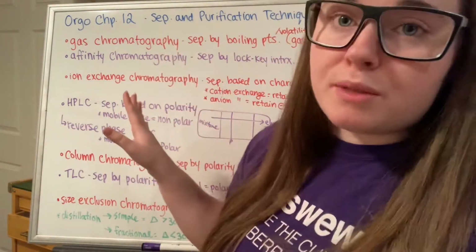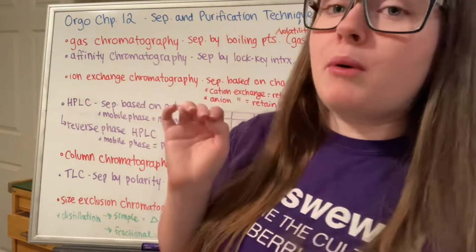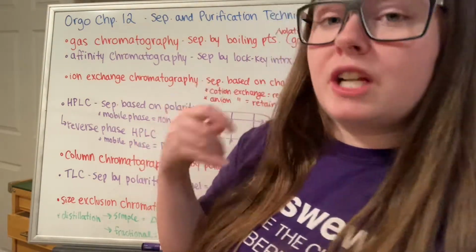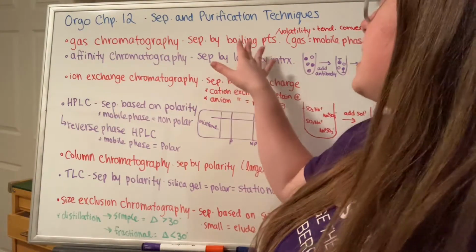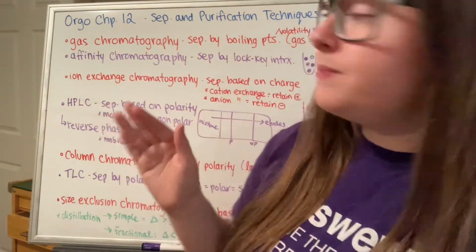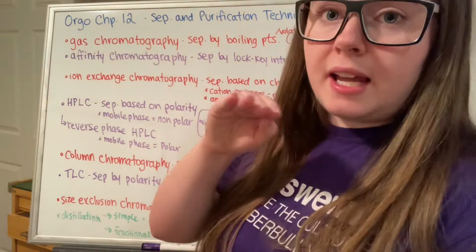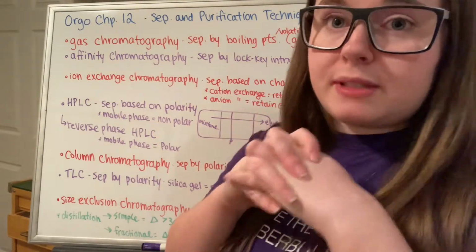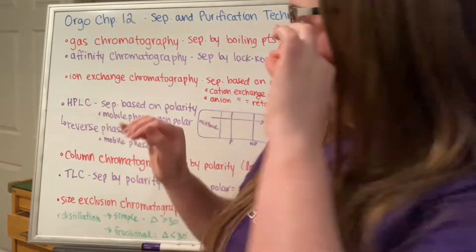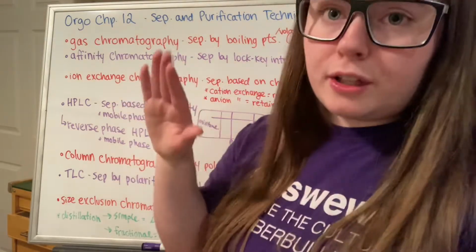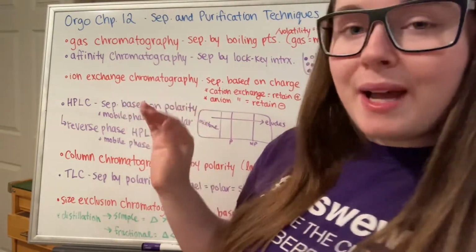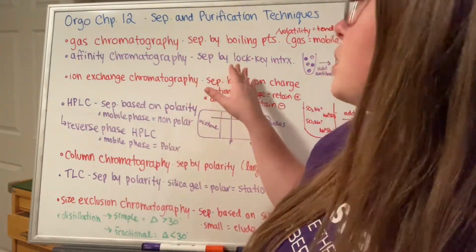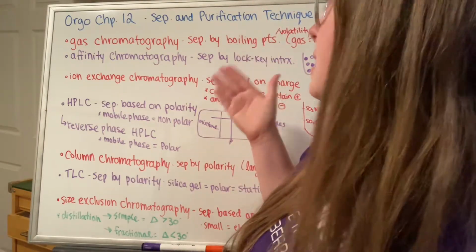We have our gas chromatography, which separates based on boiling points and volatility. Volatility means the tendency of that substance to turn into a gas. In this case, the gas is going to be your mobile phase. So you're just going to have a different boiling point, which means the compounds in the mixture are going to elute at different times. And when I say elute through the whole portion of this video, that just means come out, basically.